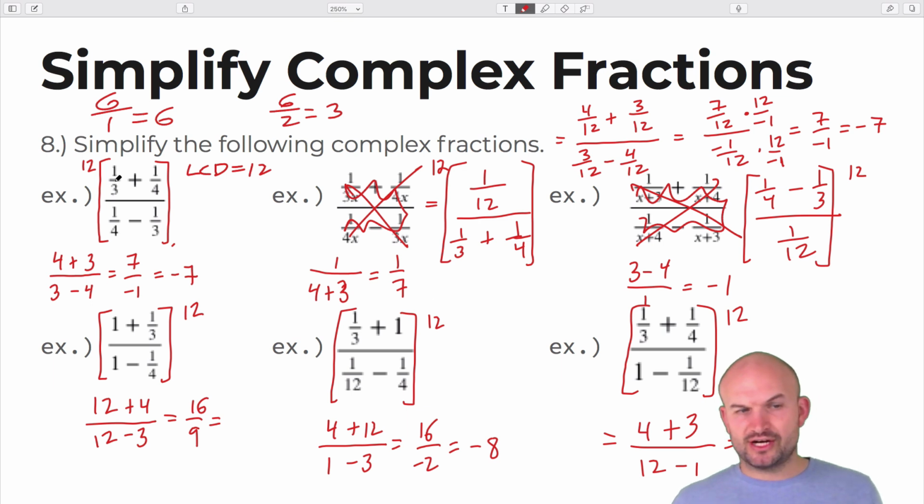Look how many fractions are here. 1, 2, 3, 4, the big one, 5. But when I multiply by the LCD, I only have one fraction, right? I just have one numerator and one denominator. That is the power of multiplying by the LCD when you have a complex fraction. It means a fraction within fractions.